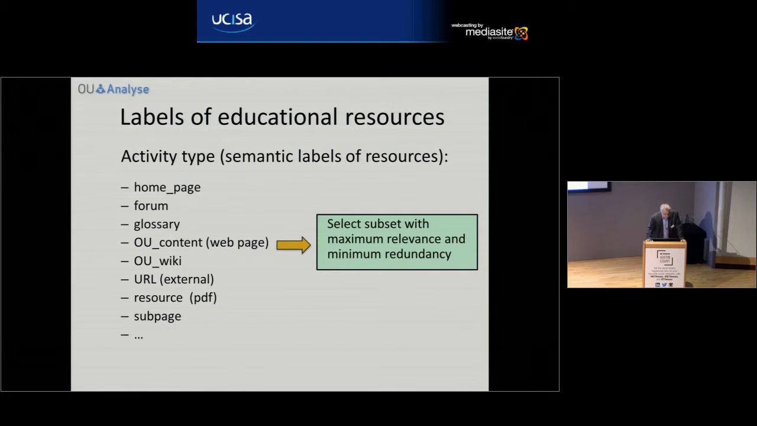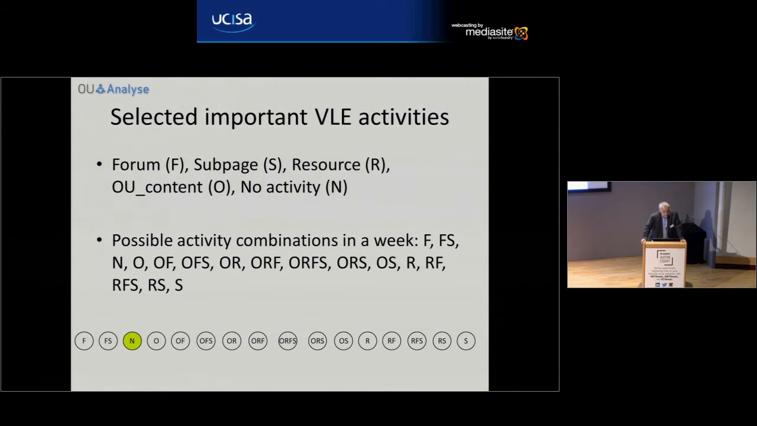And obviously 6 would be difficult for me to show, so I am using here four selected activity types, which are forum, subpage, resource, OU content, and obviously the residuum is no activity. In every week, a student can engage in any combination of these. So a student can do something on a forum and read the resource. Obviously, it is impossible to combine anything with no activity. No activity stands alone. So these are all possible combinations which a student can engage in every week.